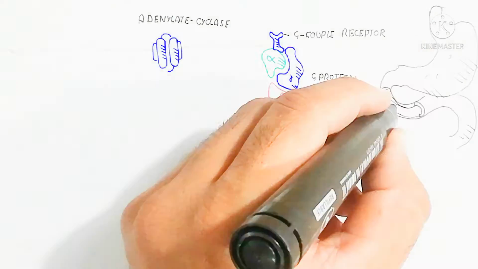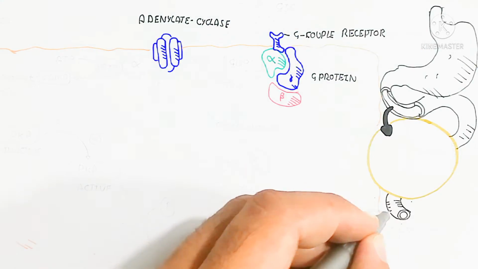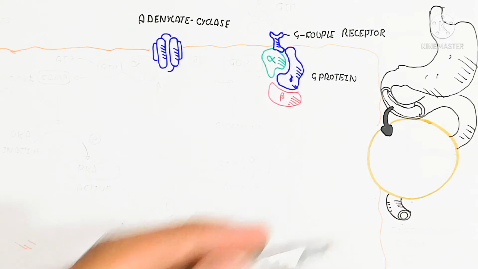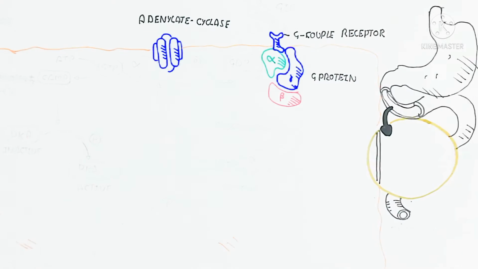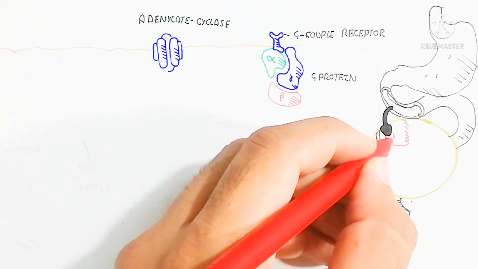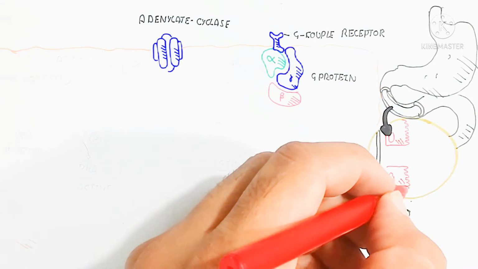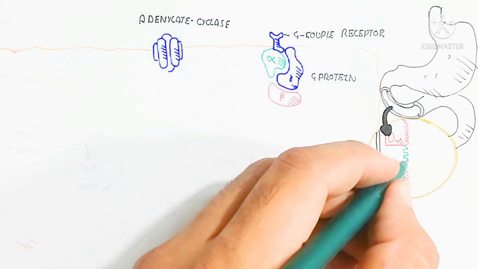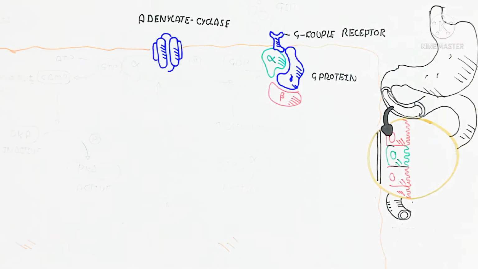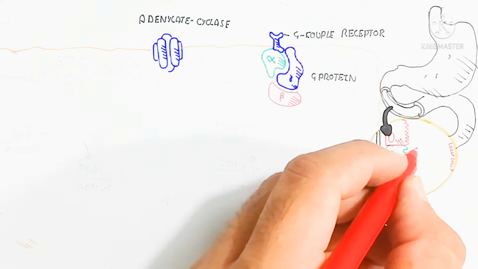Here I am drawing the digestive system, which contains the duodenum. This duodenum contains a lumen and enteroendocrine cells, which produce hormones endocrinally into the blood circulation, and this can be GIP.